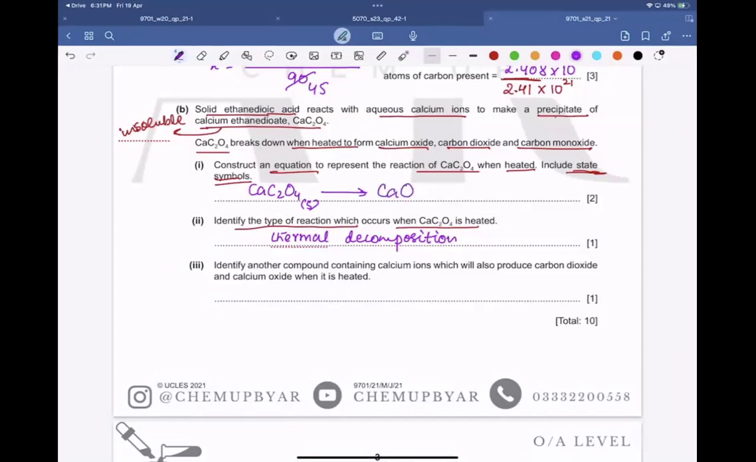So what would be its state? Yes, what will be its state? Yes, very good, Mariam. It's solid. Then carbon dioxide, we know it's a gas. Then after carbon dioxide, we have carbon monoxide, and it's a gas as well. So if you see, okay, the equation is all balanced. There is no need to balance the equation. One calcium over here, one calcium over here, two carbons over here, two carbons over here, four oxygens, one, two, and one. So four oxygens are over here.